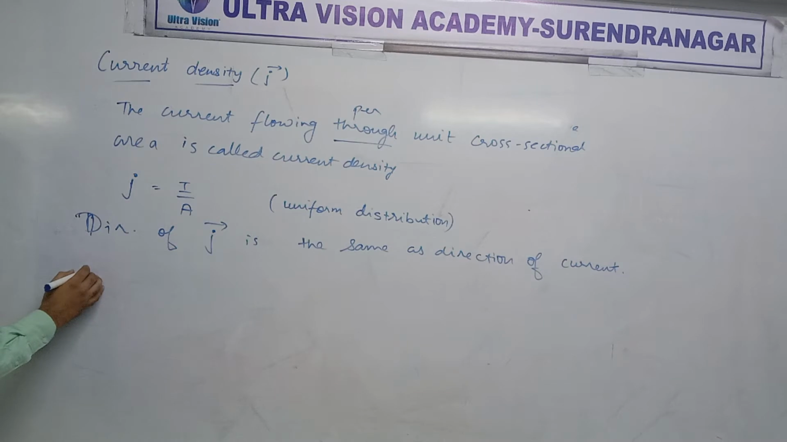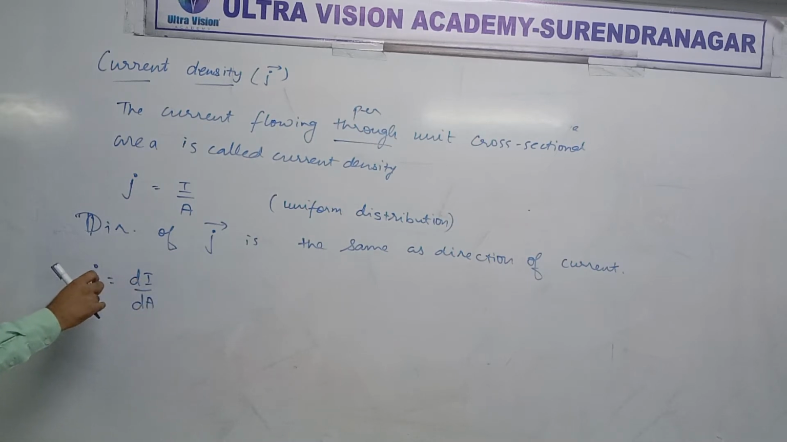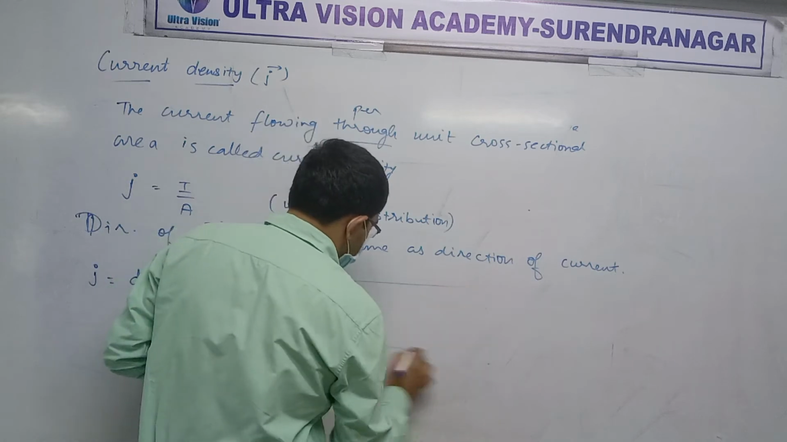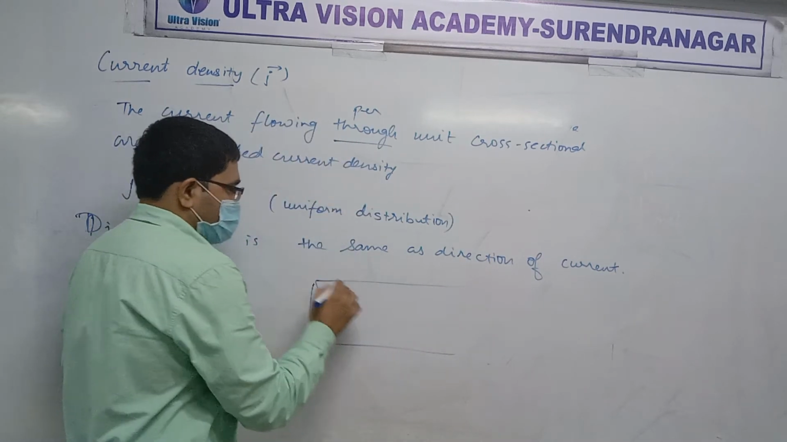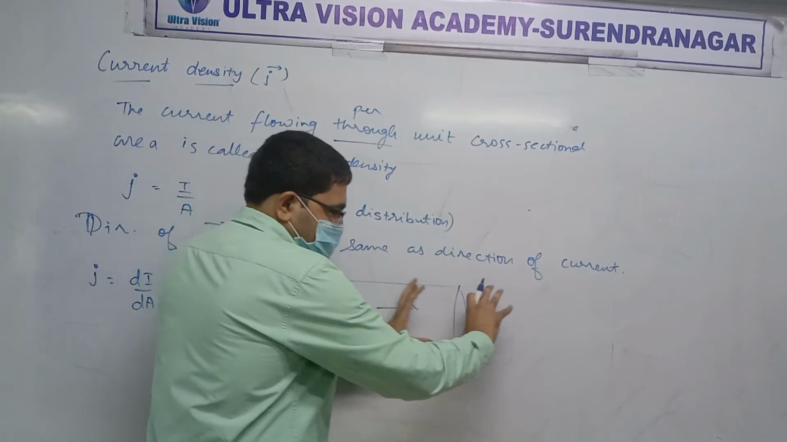There would be more so like this, that J is equal to di by dA, where di is the small current flowing through a small area dA. Did you understand? See, let me give you an example. Suppose there is a pipe like wire. Fill water in it. Let's say water is flowing in this pipe.